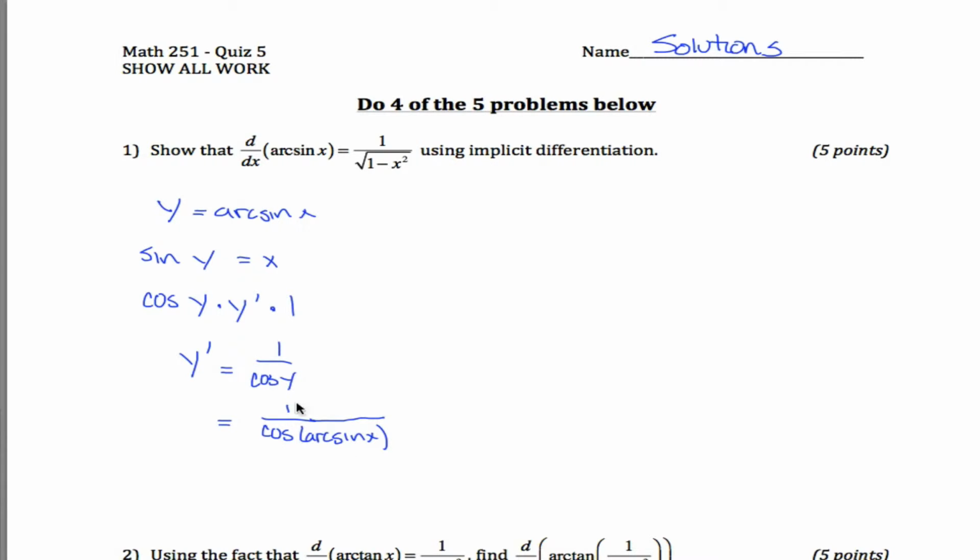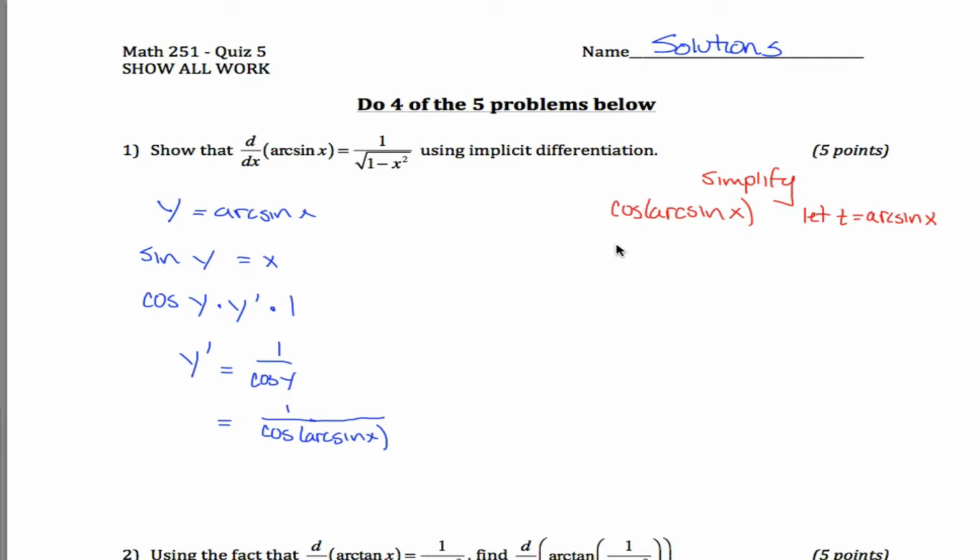This is great. This is the right answer. It's just not simplified. It's not this. So what we now got to do is show how this is the same as this. So maybe off to the side, I'm going to simplify. And specifically, I'm going to try to simplify the cosine of the arcsine of x. And the way I'm going to do that is by substitution. I'm going to let t be equal to this arcsine of x, the inner inverse trig function.